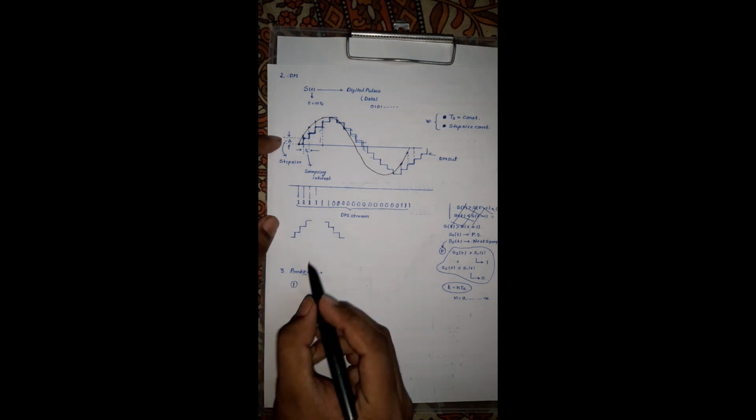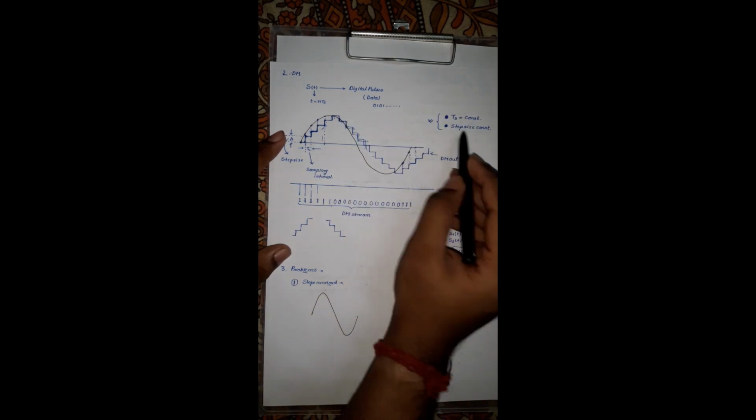The first problem is the slope overload problem. What is slope overload? Suppose the input signal is drastically varying, or the frequency of the input signal is very much greater. As the step size of this delta modulation is fixed, it cannot follow the drastic change or the drastic slope of the input signal.